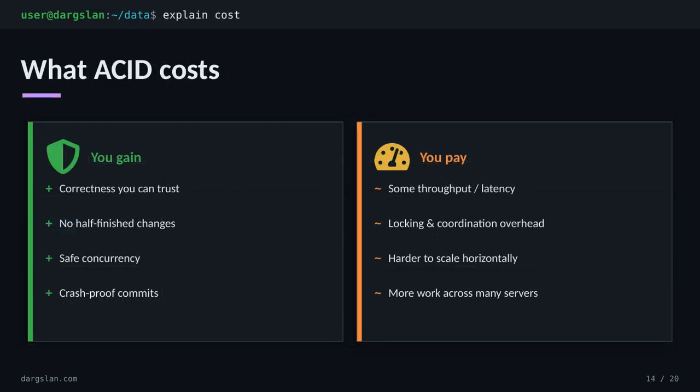So, what's the trade-off? On the gain side, you get correctness you can actually trust, no half-finished changes, safe concurrency, and commits that survive a crash. But you pay for it in throughput and latency, in the overhead of locking and coordination, and in the headache of scaling horizontally across many servers. ACID isn't free, it's a deliberate choice to spend performance on peace of mind.